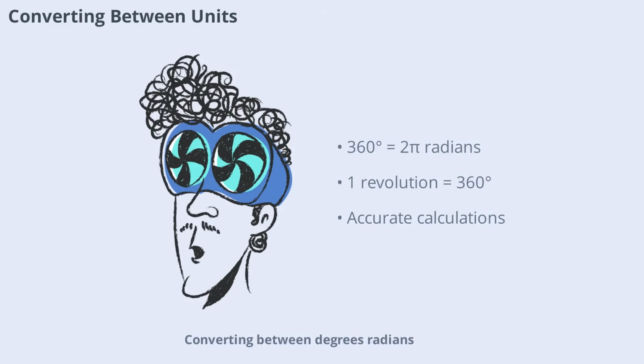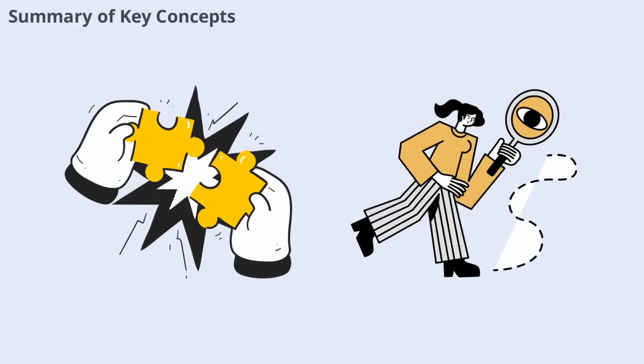Converting between degrees, radians, and revolutions is a common task in angular kinematics. For example, 360 degrees equals 2 pi radians, and 1 revolution is 360 degrees. Mastering these conversions allows you to work seamlessly with different types of data and ensures that your calculations are always accurate. Let's recap the key concepts we've covered.